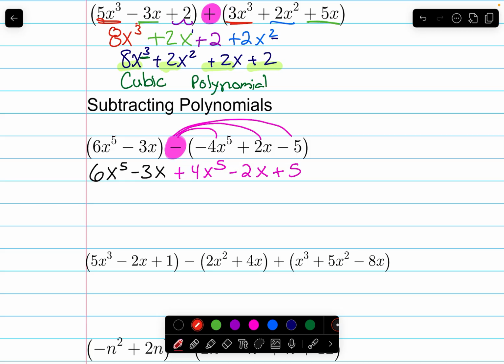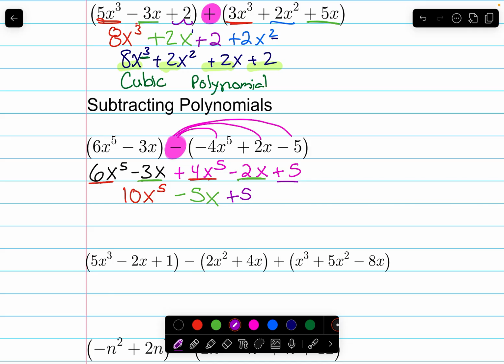And now, when I look for my like terms, I do want to make sure that I pick the like terms in order so I don't have to rearrange them later. So looking at this, the highest exponent I see is 5. So that's 6x to the 5th and 4x to the 5th, which is 10x to the 5th. The next like term I see is just the x. So that's negative 3x minus 2x. Negative 3 minus 2 is just negative 5. And then I'm almost done. I only have one number left. That's our plus 5, and I go ahead and write that down. Now, because I distributed, I don't have to worry about signs anymore.